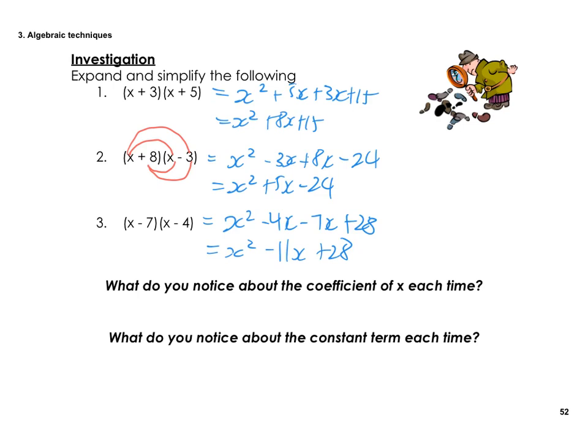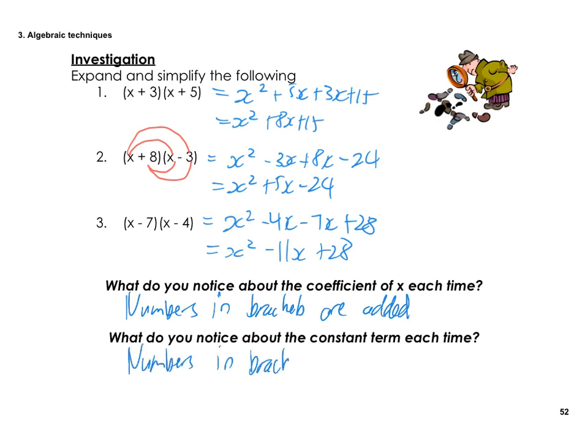Let's make it official and write it down. So first part, we're adding the numbers. So numbers in brackets are added. And the constant term, which is the last term, numbers in brackets are being multiplied. Okay, so this, and this, they expand to this.